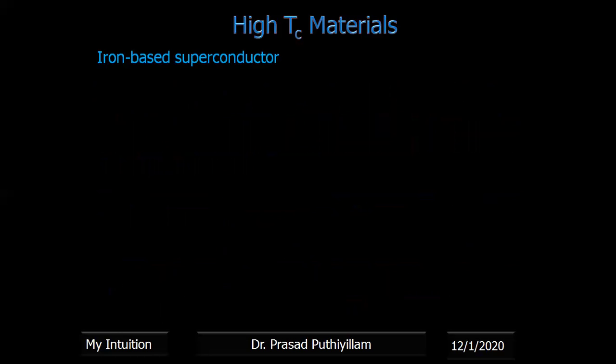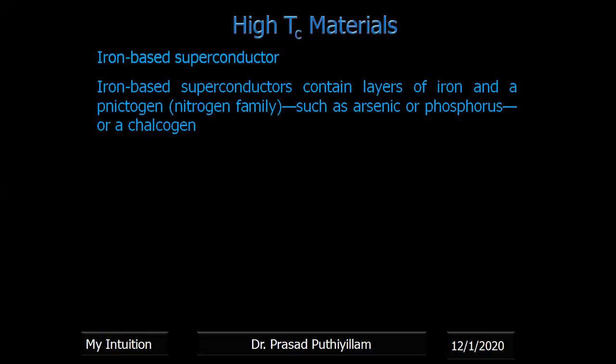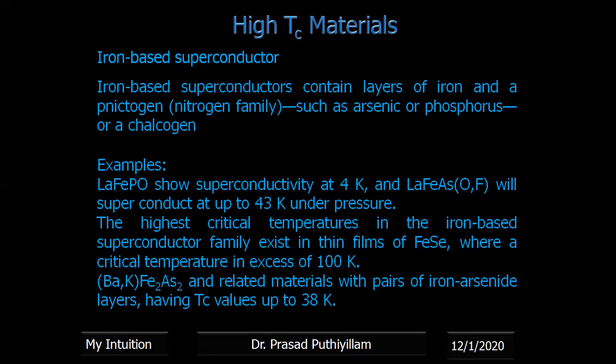A second class of high temperature materials is the iron-based superconductors. Iron-based superconductors contain layers of iron and a pnictogen, that is, the nitrogen family such as arsenic or phosphorus, or a chalcogen. Examples are LaFePO, that is lanthanum iron phosphorus oxide, which shows superconductivity at 4 Kelvin, and LaFeAs oxide or fluoride, which will superconduct at 43 Kelvin.